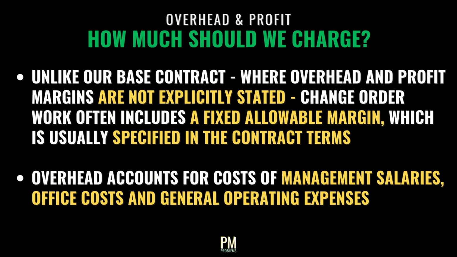Unlike during the bidding phase, where overhead and profit margins are not explicitly stated in a contractor's total price, pricing of change order work often reflects a fixed margin allowed for the contractor's overhead and profit. These overhead and profit margins are typically called out in the contract. Overhead fees are charged to account for things like salaries of project management and administrative staff, as well as office costs and other general costs of operating the business as a whole.